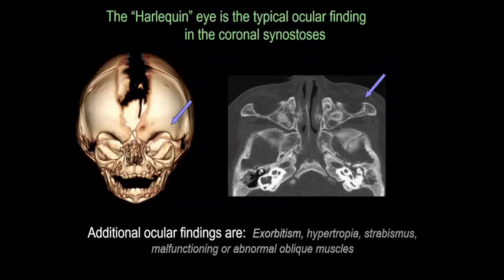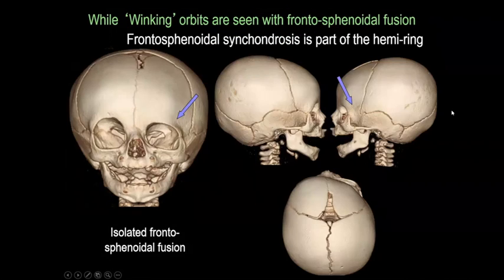Additional findings would be exorbitism, hypertrophy, strabismus, and malfunctioning or abnormal oblique muscles, because they would be up here. While winking orbits are seen with the frontosphenoidal fusion. And remember, the frontosphenoidal synchondrosis is part of the hemiring.